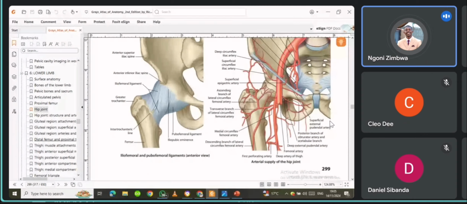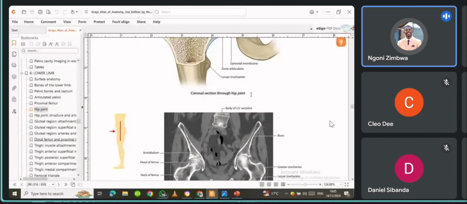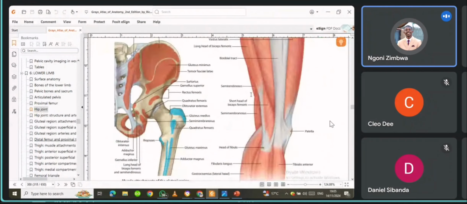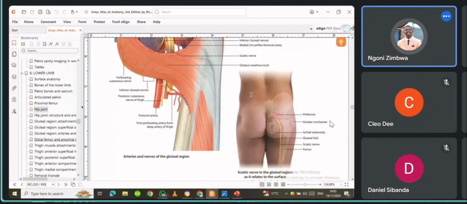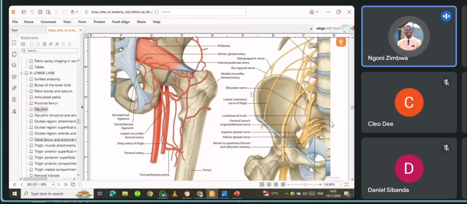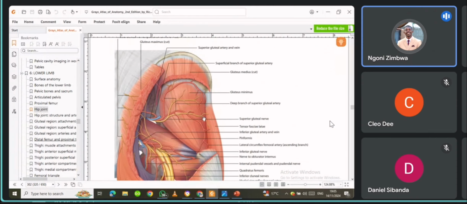Adduction is very easy. If you have understood your thigh, you will understand that we have the medial compartment. The medial compartment is where we have the adductors. So we have the adductor brevis, the adductor longus, the adductor magnus, and the pectineus, which, like I said, is a flexor as well as an adductor. Then we are done with that one, and then we go to abduction.